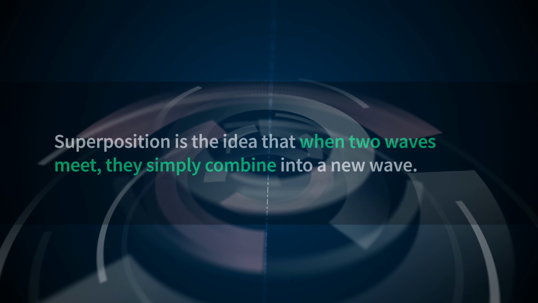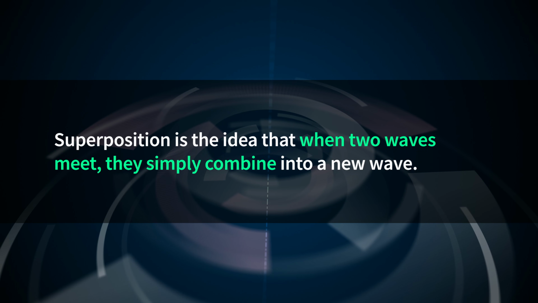Now, let's study how objects collide. Here's one ping pong ball. Here's another ping pong ball. Here are the two balls together. They bounce off of each other. Now, here's one group of waves. Here's another group of waves. Here are the two of them together. They pass through each other. This phenomenon is known as superposition. Superposition is the idea that when two waves meet, they simply combine into a new wave. This new wave usually has interesting features.